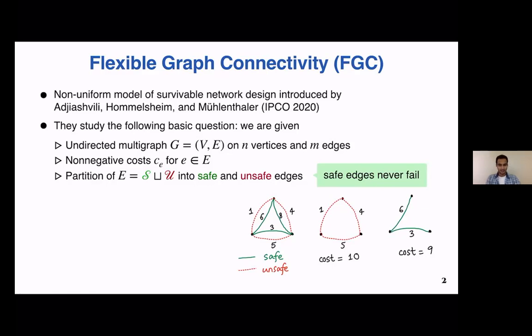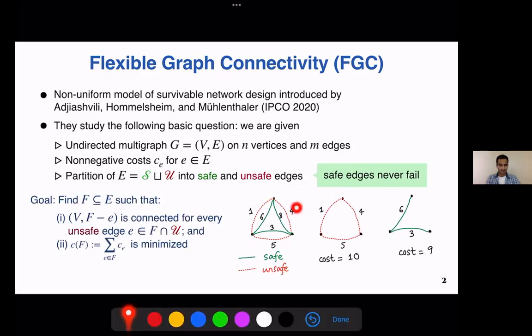In the figure here, I've drawn an instance of FGC. So what is the goal in FGC? We want to find a minimum cost subgraph F such that (V, F) is connected no matter which unsafe edge is deleted.